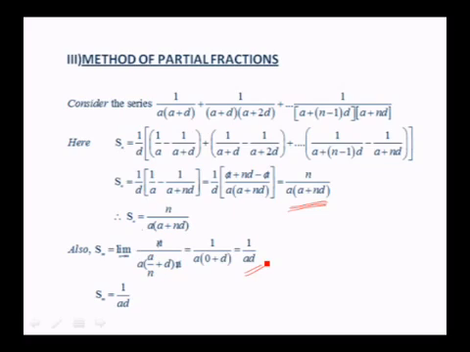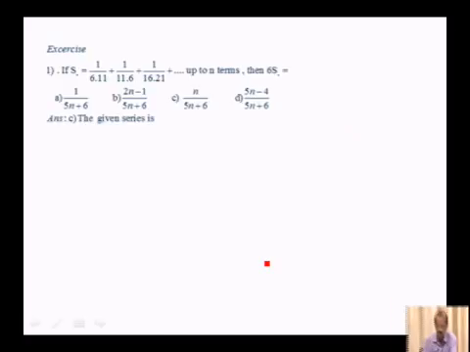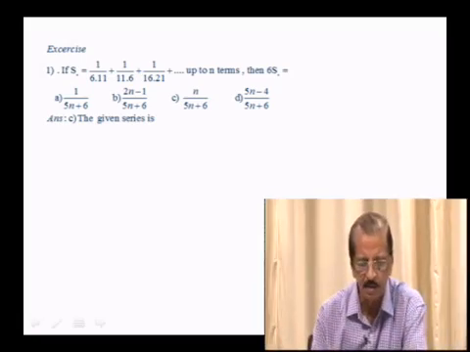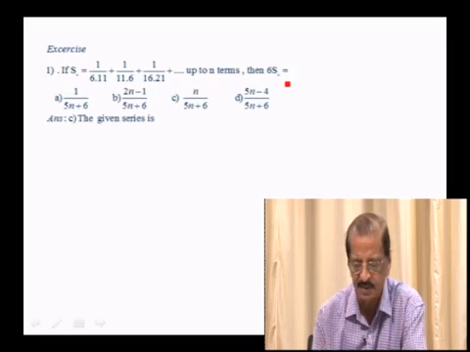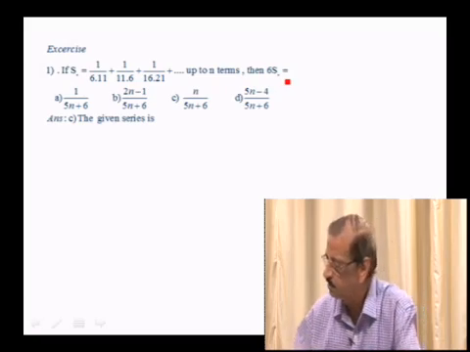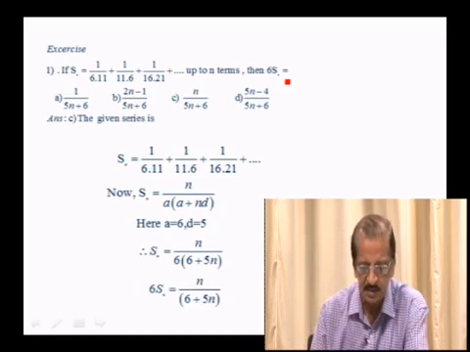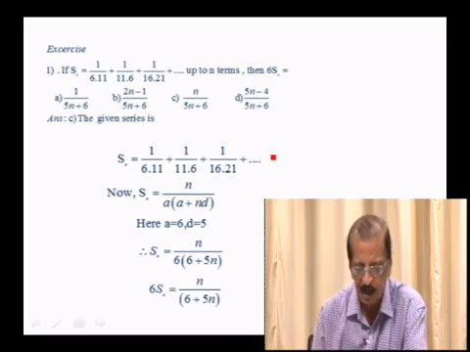Whenever you come across partial fractions, you can solve problems easily using these two formulas. Look at this problem given here: 1 over 6 into 11, 11 into 16, etc. What is 6Sn, they ask. So the given series is Sn equal to this one. I apply the formula Sn is n over a into a plus nd.